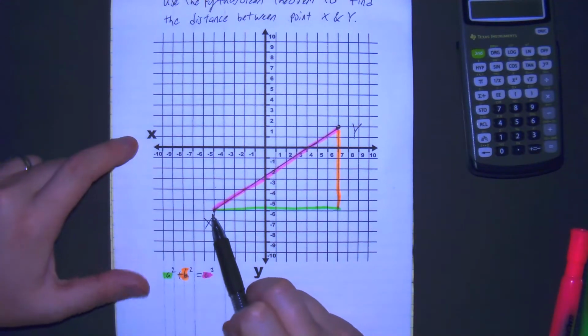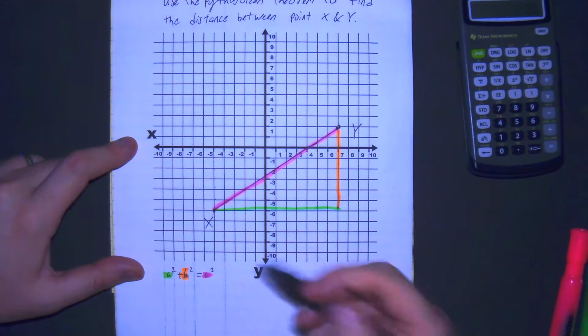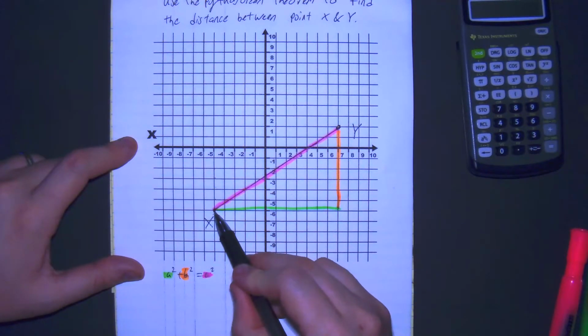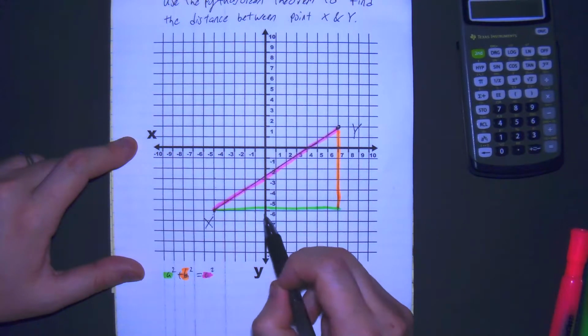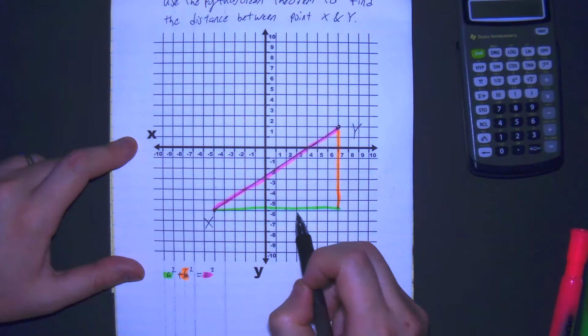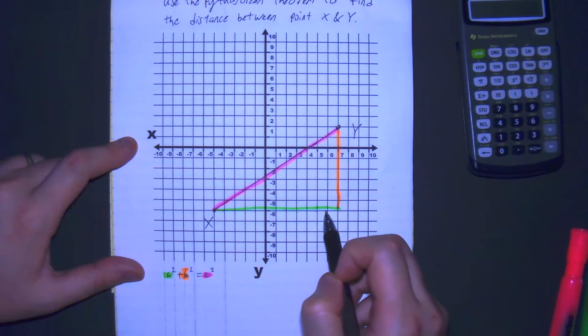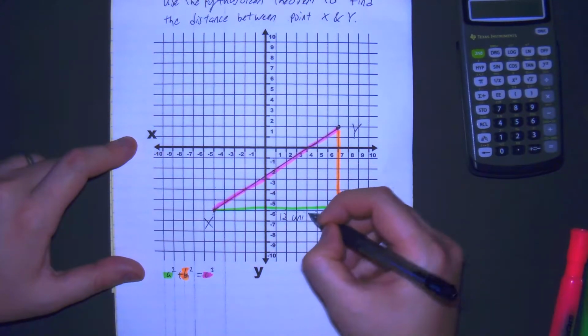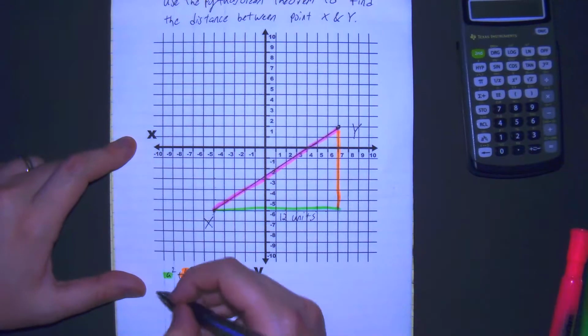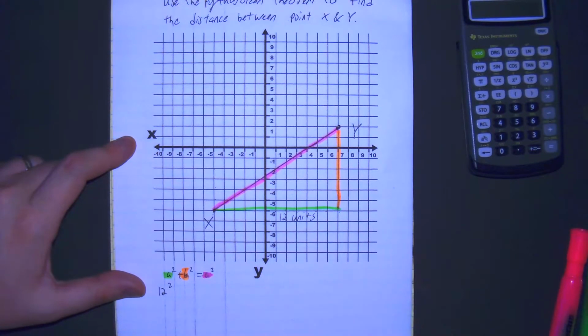So we start right here. You don't count that point. 0, 1, 2, 3, 4, 5, 6, 7, 8, 9, 10, 11, 12. We have 12 units for our A, 12 squared.